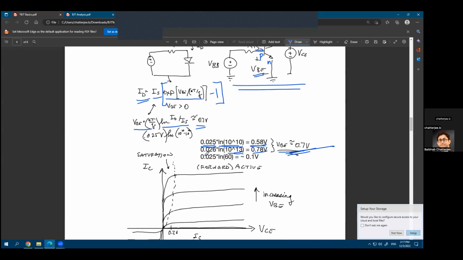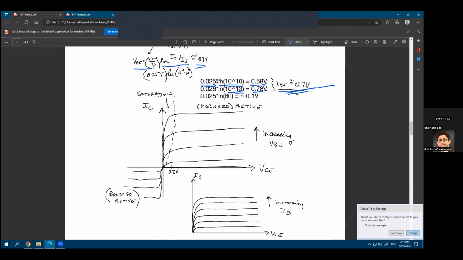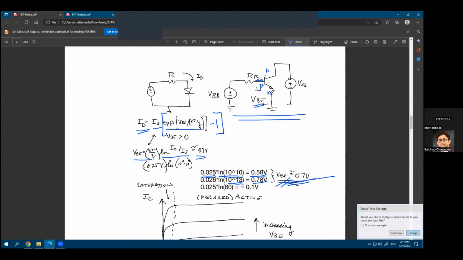Okay. And again, this is something we had shown before, that the thermal voltage multiplied with ln of 10 to the power 10 is 580 millivolts, ln of 10 to the power 13 is 780 millivolts. So it's not a huge error in terms of assuming VBE as 0.7 volts, right? So that's why people always assume that the VBE drop for a BJT, that's the base to emitter drop, is always 0.7 volts. That's usually assumed to be a constant.